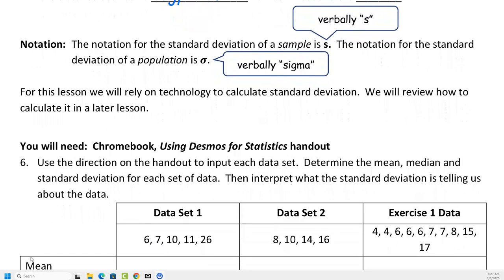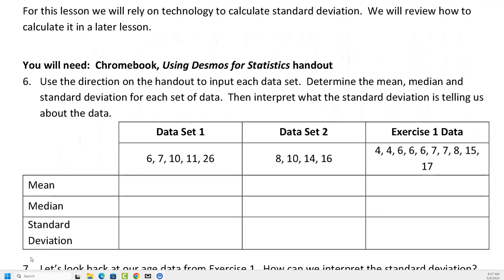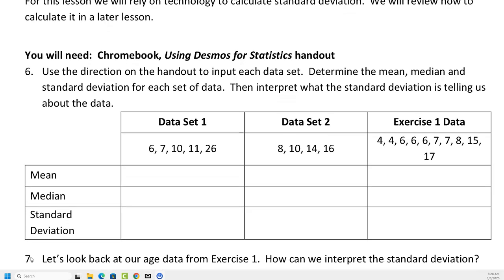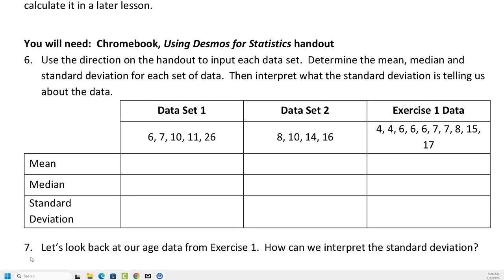For this lesson, we're going to rely on technology to calculate the standard deviation, but I'll teach you how to do standard deviation. We'll review it if you have already learned it in a future lesson. So, in order to do this, we're going to use Desmos for statistics. So, using the directions on the handout to input each data set, determine the mean, the median, and the standard deviation for each set of data. Then interpret what the standard deviation is telling us about the data.